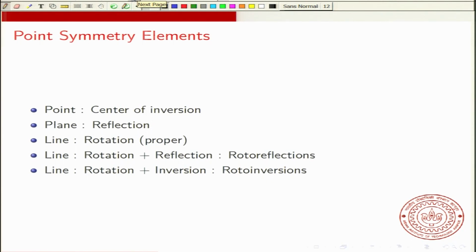each symmetry element generates an operation. A point generates a center of inversion, a plane generates a reflection, a line can generate either a rotation or a rotation and a reflection, which is called a rotoreflection, or a rotation and inversion, which is called a rotoinversion. Now in the case of molecules, we usually use a rotation and reflection. In the case of molecules this is called an improper rotation.